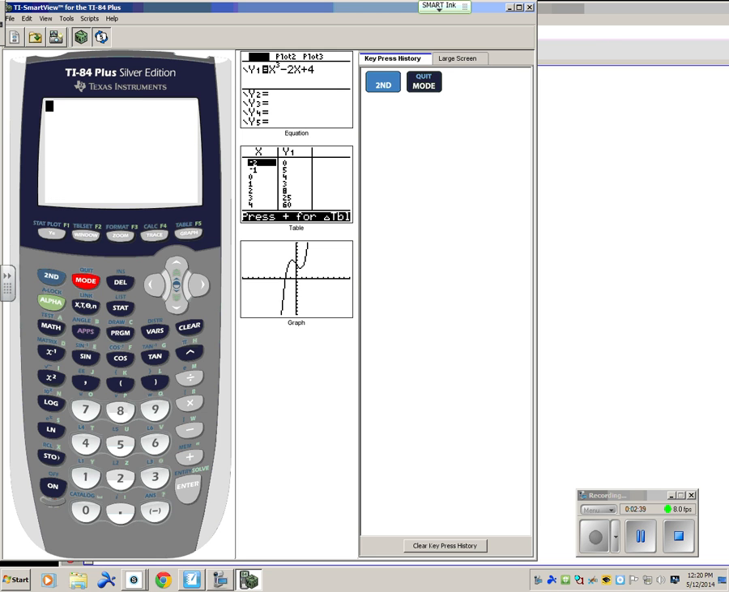The square root button is right above the x squared key. So if I want the square root, I can go second, x squared. I can punch in 4, for instance, and hit enter. I could find the square root of 9, hit enter, and I get 3.